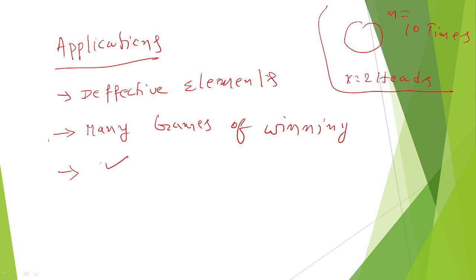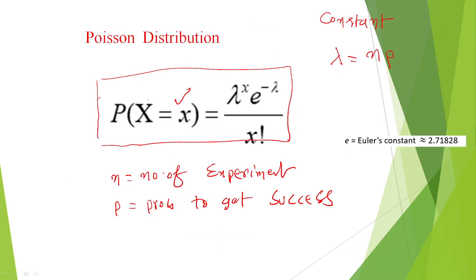But the condition is there: it should have only 2 outcomes and the probability of success should be very small. In that case only, Poisson says we can use his formula. So that is the Poisson distribution, approximately given as e power minus lambda into lambda power x by x factorial. Here lambda is a constant, that is equal to n into p.